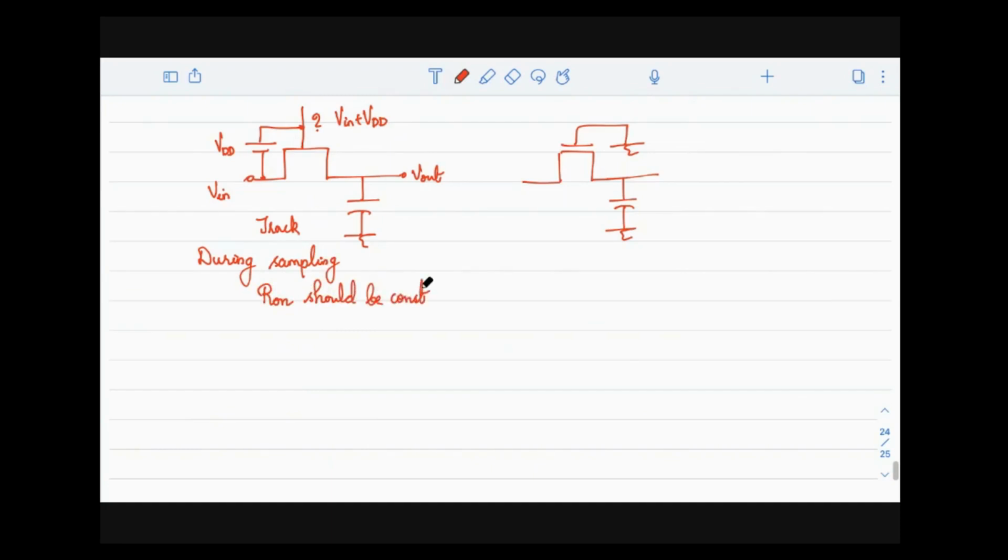Is that okay? Your Vg will be equal to VDD plus Vin. Now what should happen in the hold phase? During the hold phase, the switch has to be off. For the switch to be turned off, your Vg should be equal to 0. That means I need this battery only during the sampling phase. In the hold phase I don't want that.